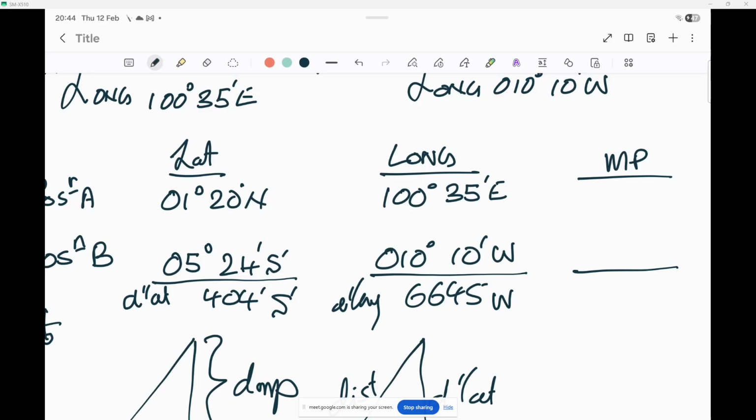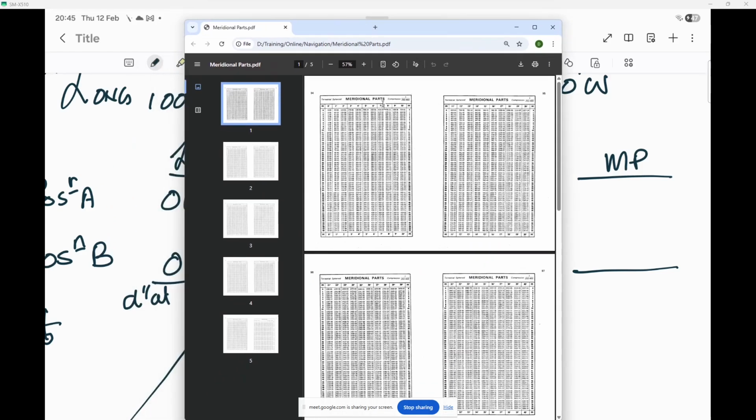Assume that you all already have the meridional parts, right? Did you manage to download it? Guys, did you manage to download the meridional parts? Yes, sir. Okay, okay. So the meridional parts are here.